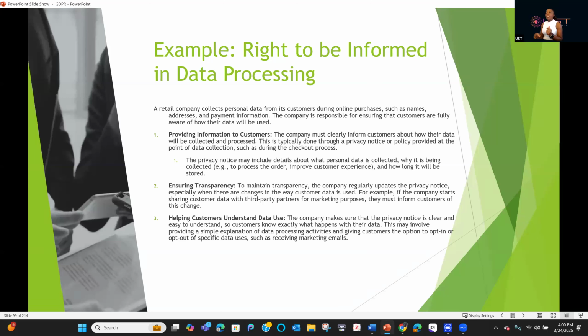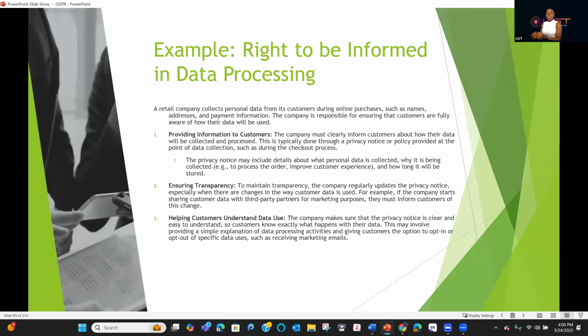For example, the privacy notice may include details about what personal data is collected and why it is being collected. For example, is it to process an order? Is it to improve customer experience? What exactly is the purpose? You need to state it, and people will need to know, give their consent, and have the right to be informed before they can allow you to collect their data, and how long it will be stored, right?